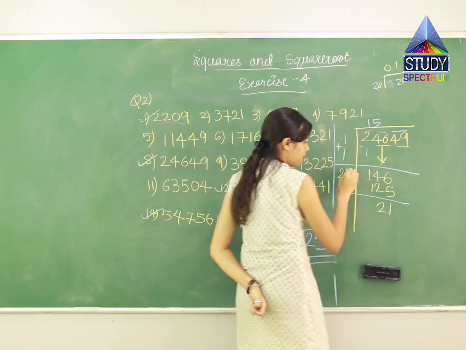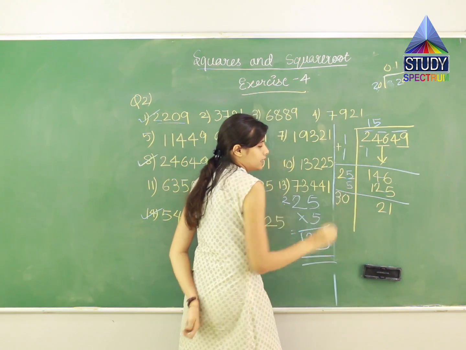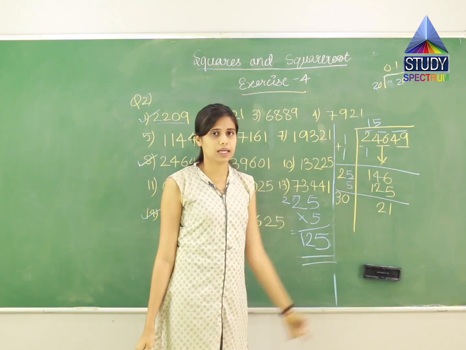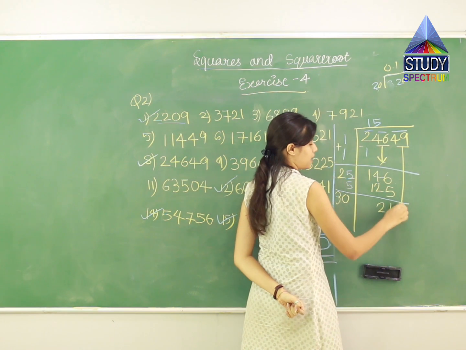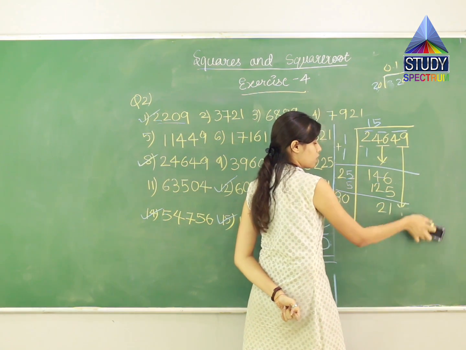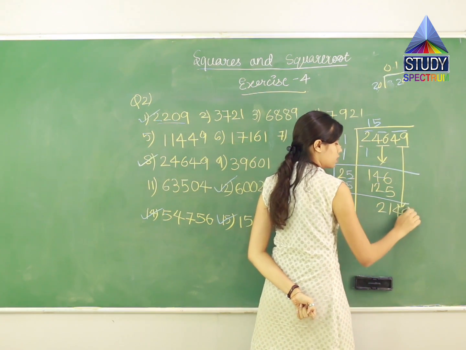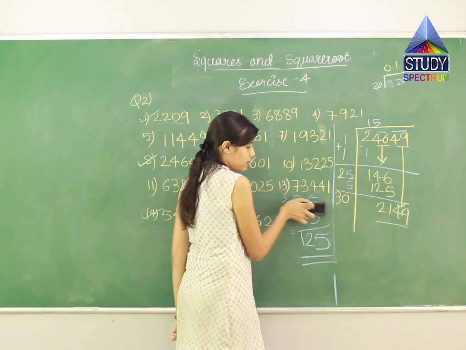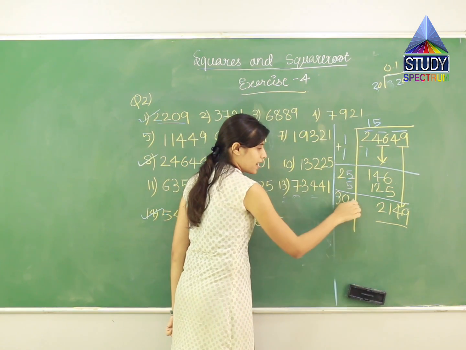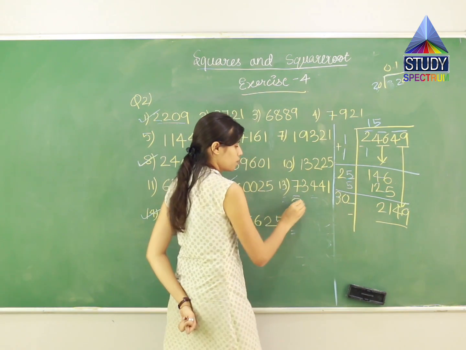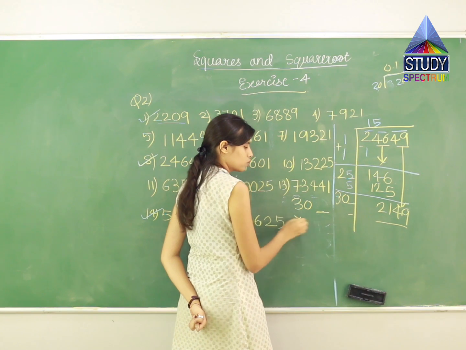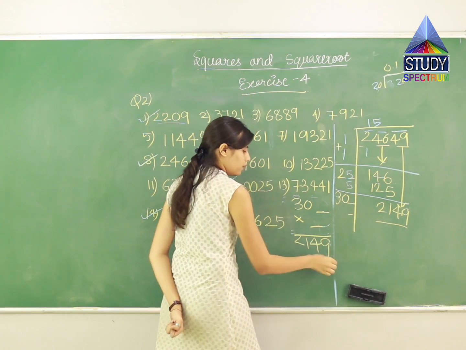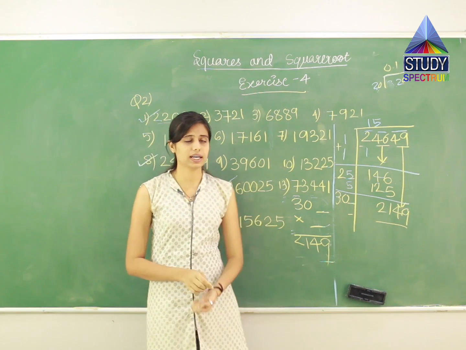This group, I will add this first. We will get how much? 30. Now tell me, is 21 smaller than 30? Yes. So what we'll do, we'll bring another pair down. So I'll bring this pair down. So I'll bring 49 over here. So what we need is 2149. And the unknown number is to be added over here, multiplied by this. So 30 dash into dash should be equal to 2149.